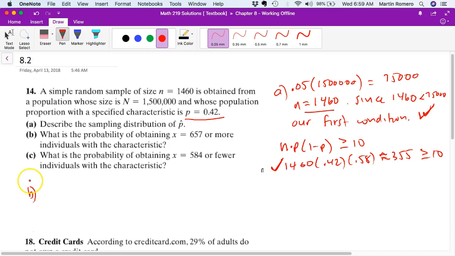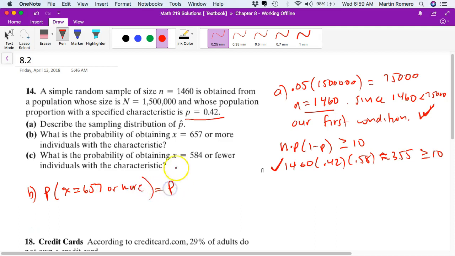That allows us to go on to part B, which asks what is the probability of obtaining x equals 657 or more individuals with that characteristic. In this case, we want to figure out x equals 657 or more.